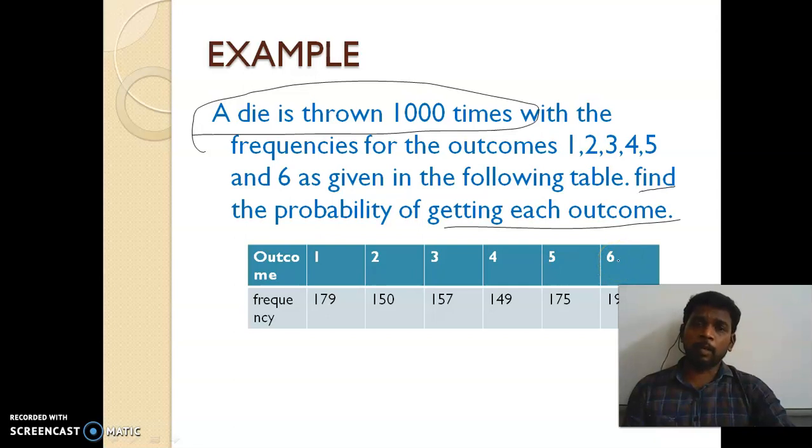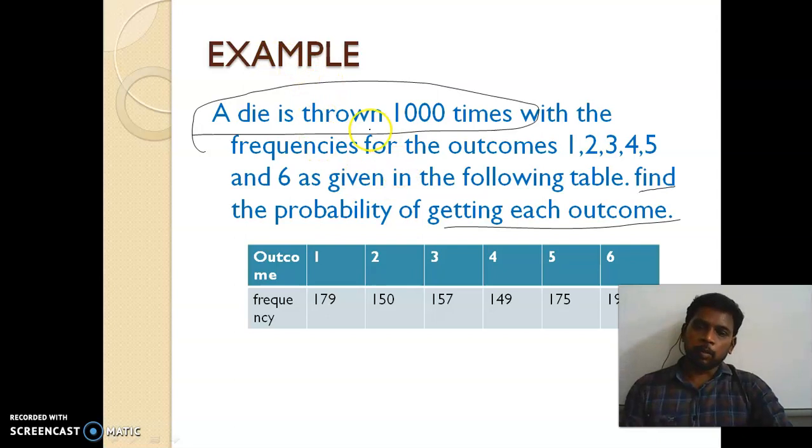They are asking to find out the probability of each outcome of all the 6 numbers. What about the probability of getting 1? And what about the probability of getting 2? What about the probability of getting 3? Up to the probability of getting number 6? So everything, the events only.